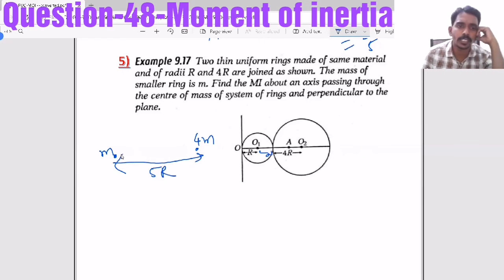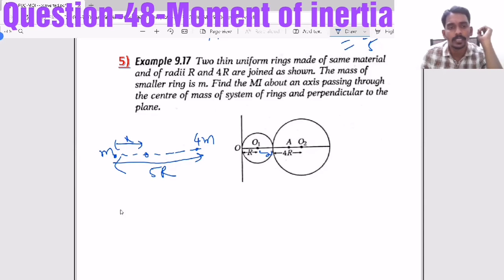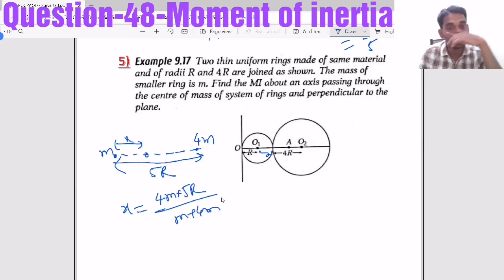Now you have to find the position of the center of mass first. Let's say it is at a distance x from the small m. Then what will x become? For a two particle system, the center of mass position from small m is 4m into the total distance, divided by the total mass m plus 4m. So m cancels, 5 cancels, 4r. So x equals 4r.